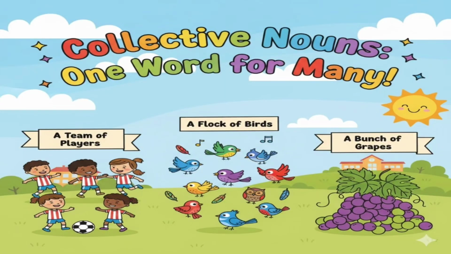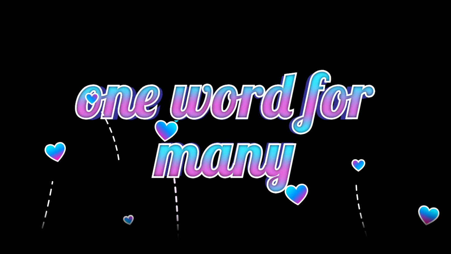In part 1, we learnt about concrete nouns, abstract nouns, proper nouns and common nouns. Today in part 2, we'll explore collective nouns through easy examples and stories. A collective noun refers to a group of people, animals or things. Even though it shows many, we treat it as one single unit, one word for many.